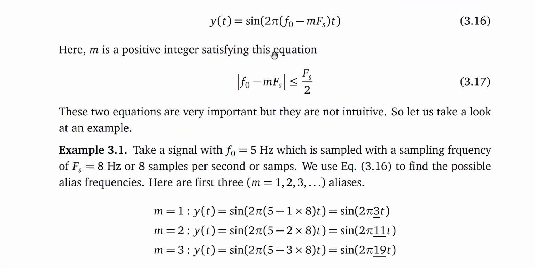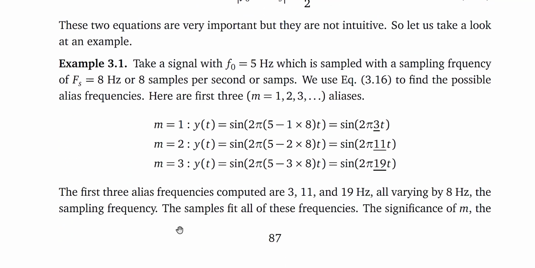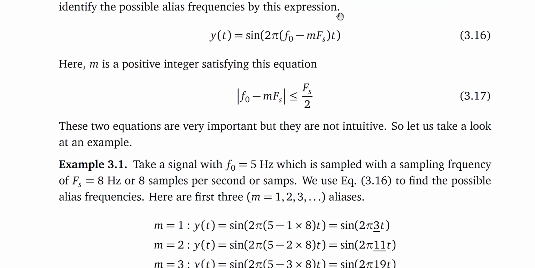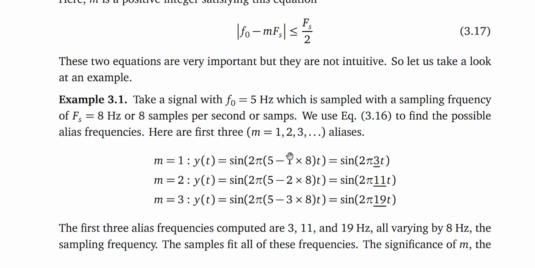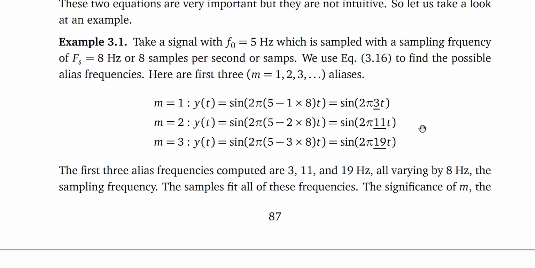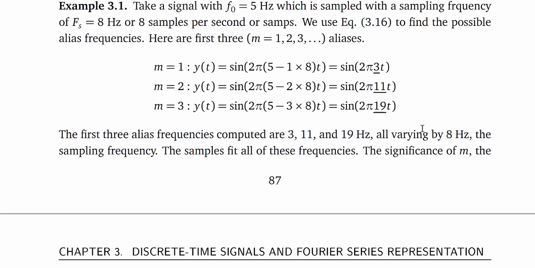And we use this equation to compute where all the alias frequencies are lying. So you just stick m in here and compute from here what you get for this number. What we get is, if m is 1, then we get 5 minus 1 times 8, or 3, and then we get 11, and then 19 hertz. So you see, even though the signal's frequency actually is 5, what we're getting is 3, 11, and 19. That's just not even close to what the actual signal is. So clearly the aliases are wrong.